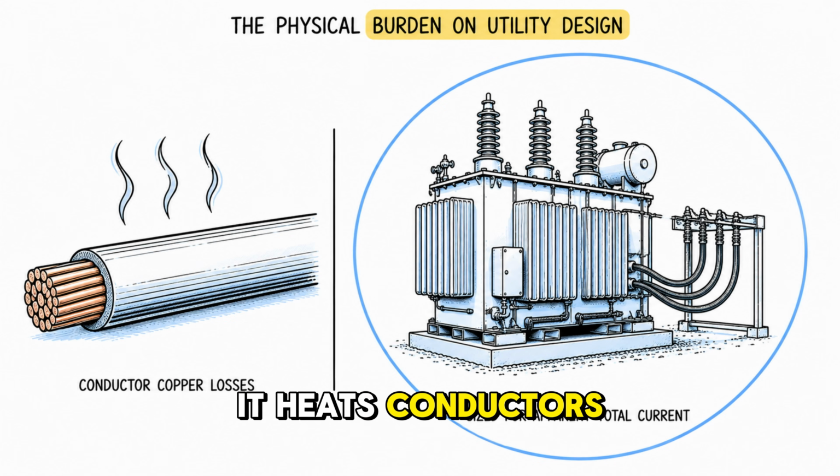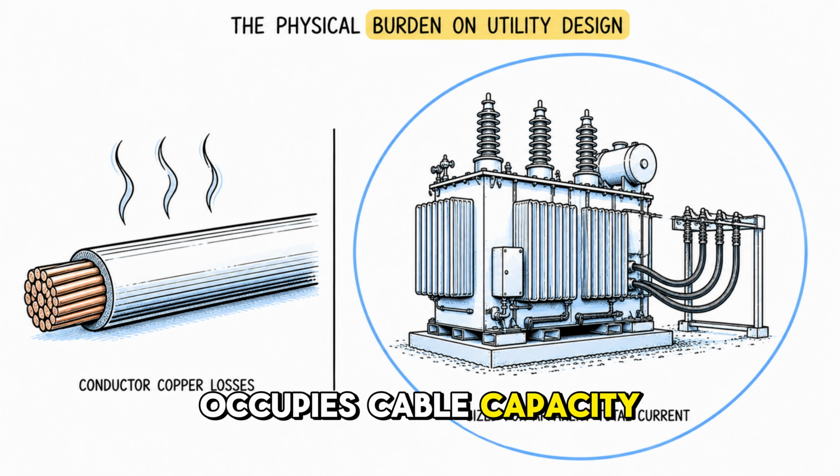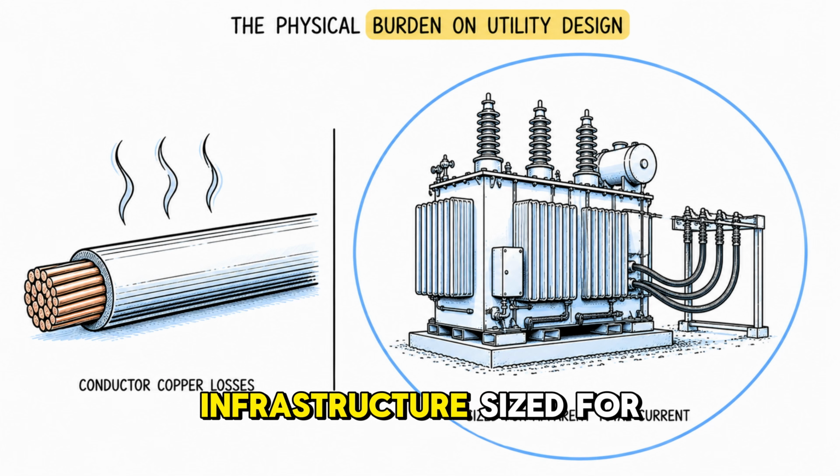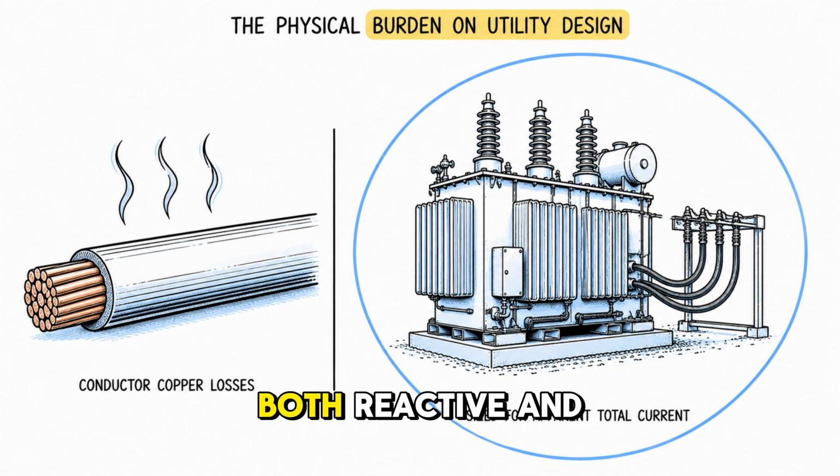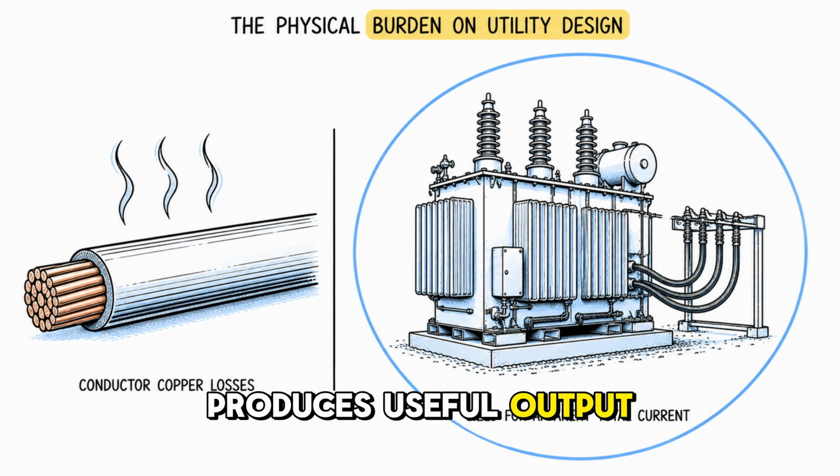Because of that, it heats conductors, occupies cable capacity, and forces the utility to build infrastructure sized for the total current, both reactive and real together, even though only the real portion produces useful output.